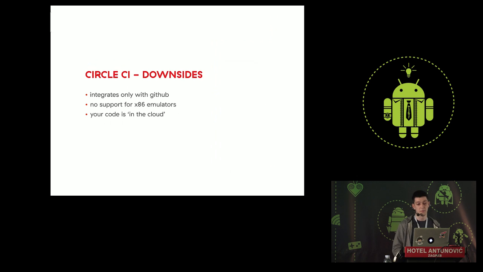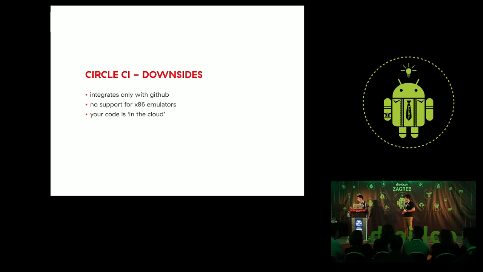CircleCI also has some downsides, like it integrates only with GitHub, no support for Bitbucket for now, no support for x86 emulators, which means you're stuck with the slow ARM emulators, and you have to be okay with the fact that your code is checked out into some server in the cloud. I think it's in Amazon's AWS cloud. But there are other alternatives. We tried running a Jenkins server, we tried Travis, but this was the best fit for our use case.